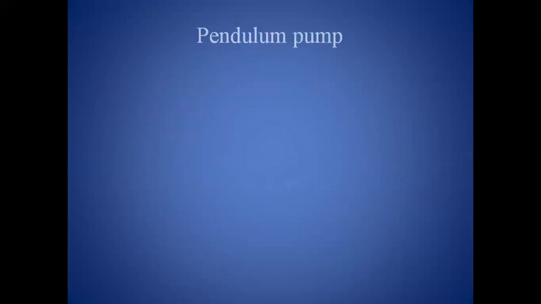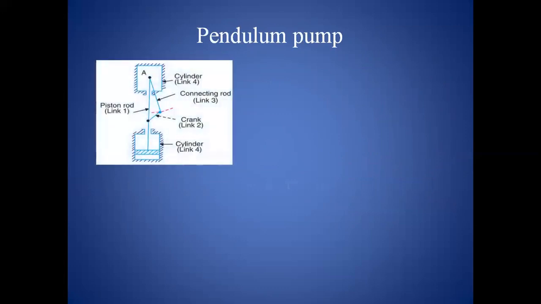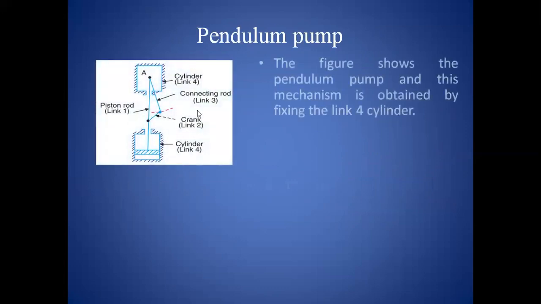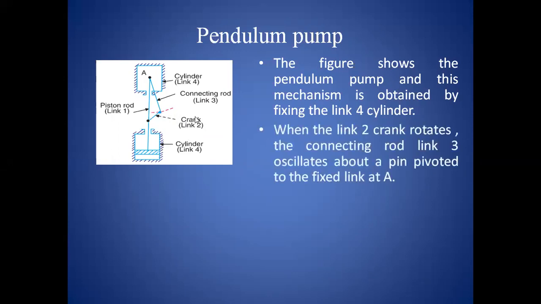Pendulum pump. The figure shows the pendulum pump, and this mechanism is obtained by fixing link 4, called the cylinder. When link 2, the crank, rotates, the connecting rod link 3 oscillates about a pin pivoted to the fixed link at E.